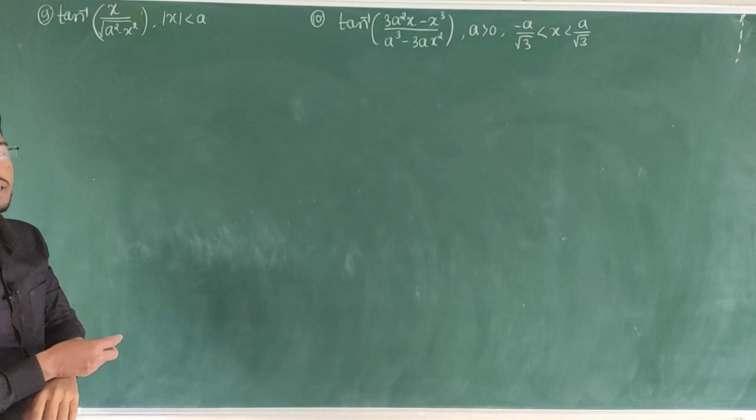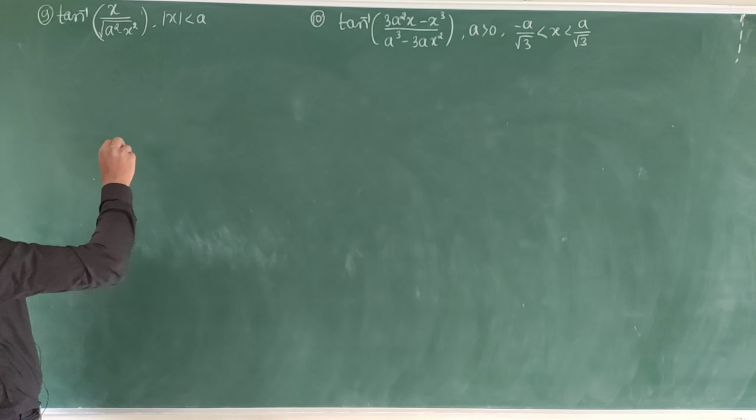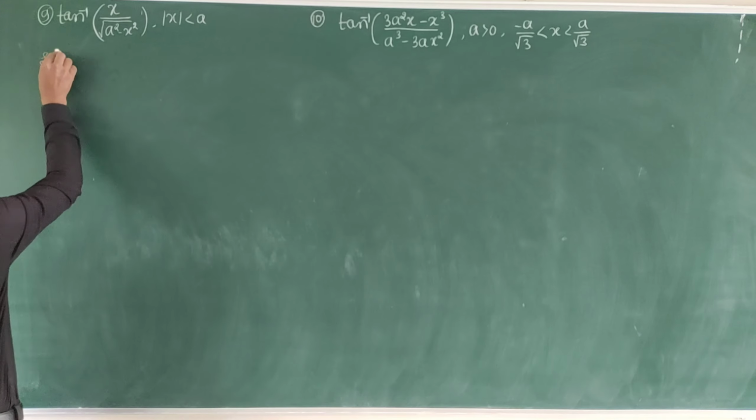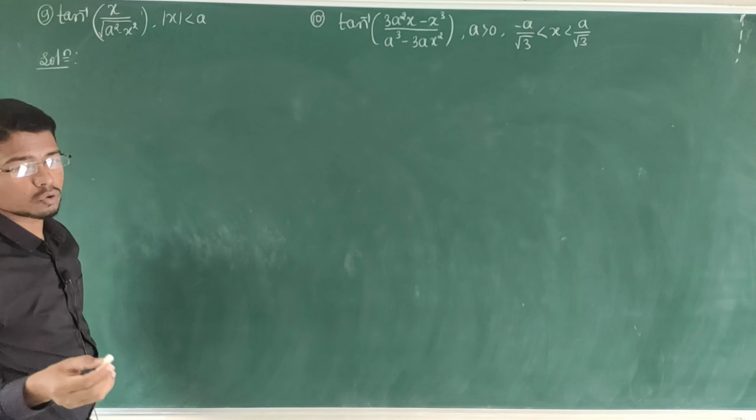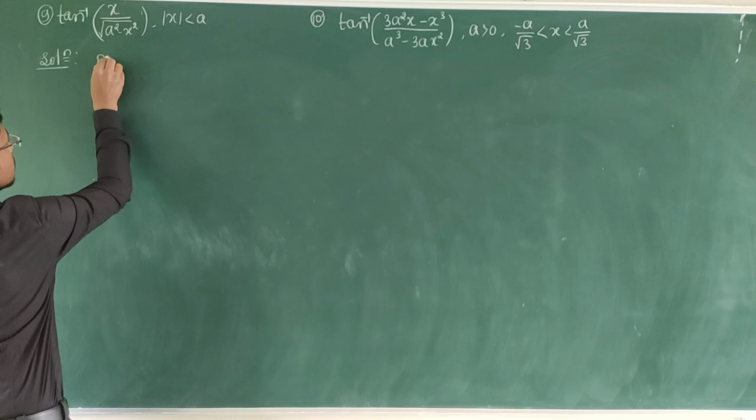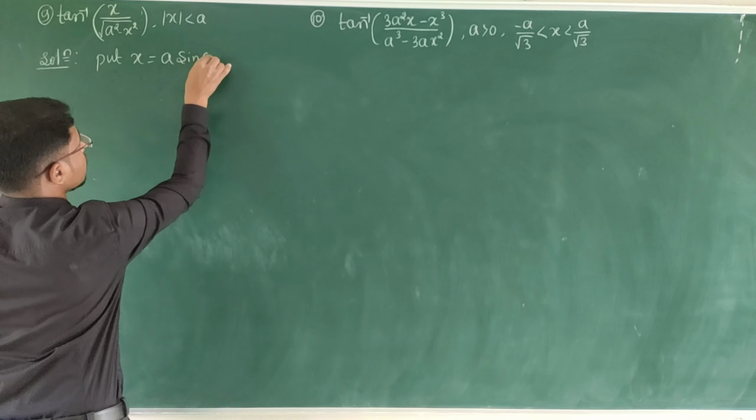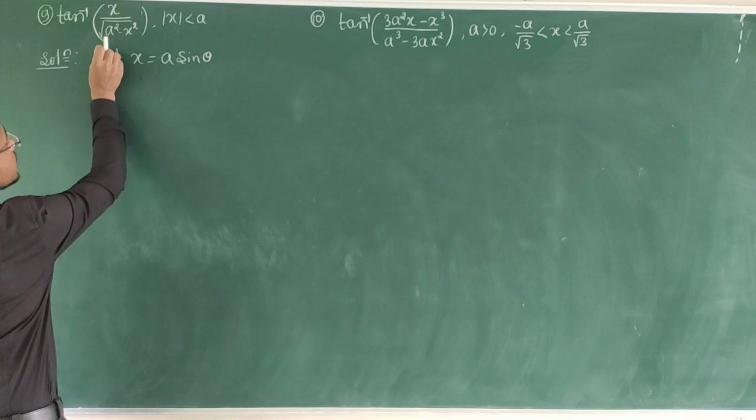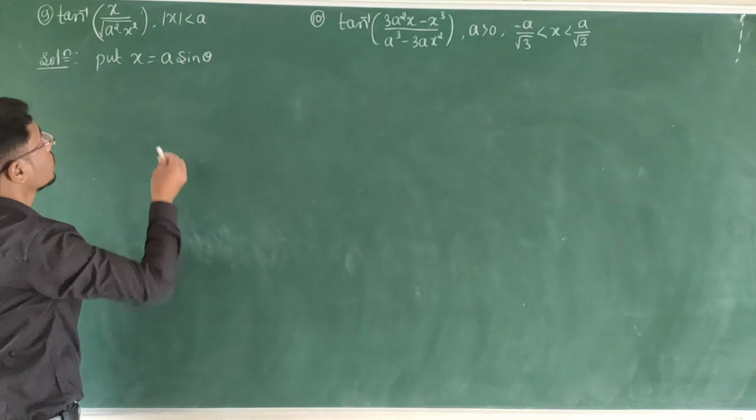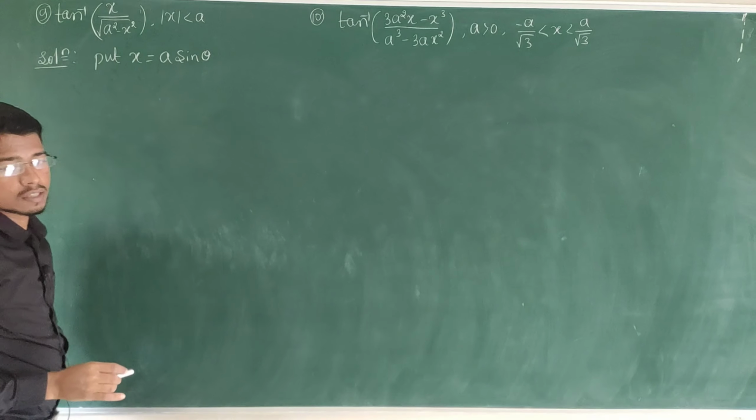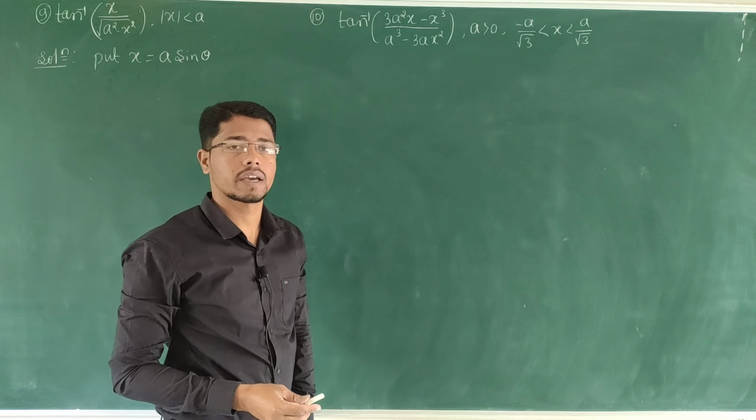Let us see the substitution for this solution. I am going to put x equal to a sin theta. Here a is present, so we substitute x equal to a sin theta, so that a gets removed.